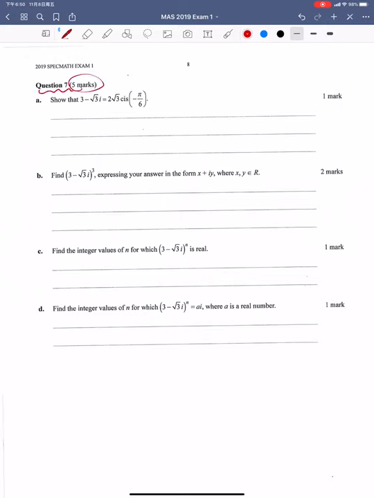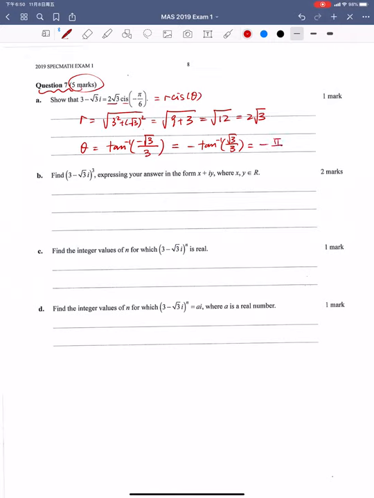Question 7. 5 marks. Show that 3 minus root 3i is 2 root 3 cis minus pi on 6. I know it's in the form of r cis theta, where r is the magnitude and theta is the principal argument. So r equals square root of 3 squared plus minus root 3 squared, which is square root 9 plus 3, square root of 12, 2 root 3. Theta equals tangent inverse, imaginary part, which is minus root 3 over 3. It can be written as minus tangent inverse root 3 over 3, which is minus pi on 6. Therefore, 3 minus root 3i equals 2 root 3 cis minus pi on 6.